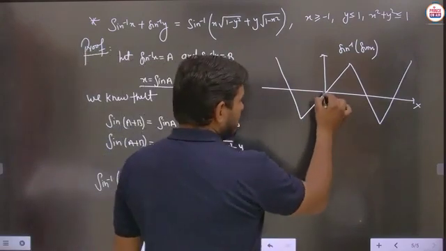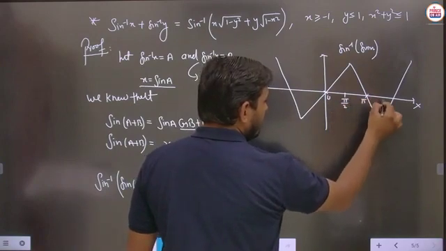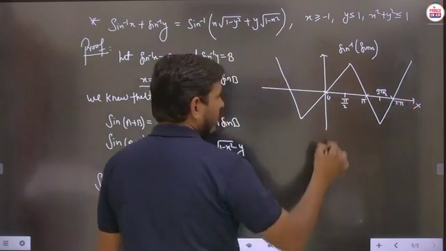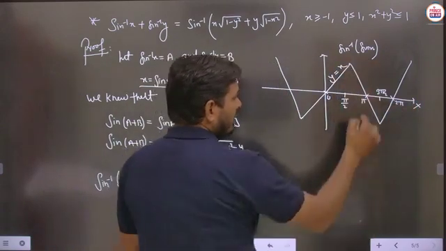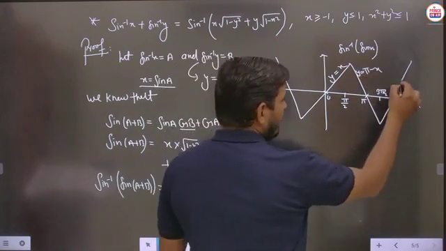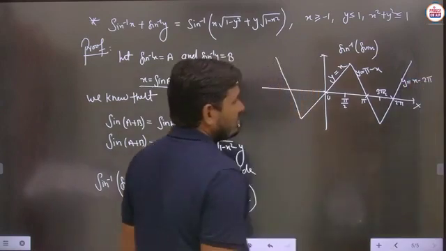So this is 0. Here you can take pi by 2, this is pi, and here you can take 3 pi by 2. Here you will take 2 pi, and this particular line you will represent as y equals x. Here you can write y equals pi minus x, and here y equals 2x minus 2 pi, like this. Is it clear?